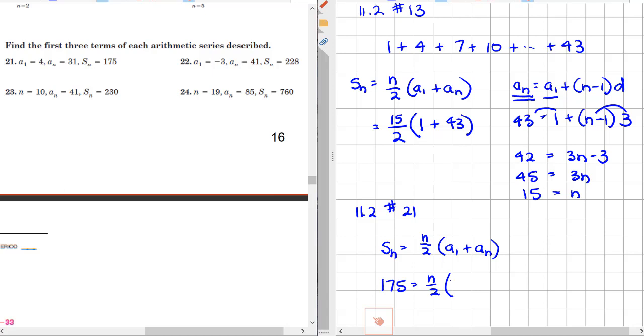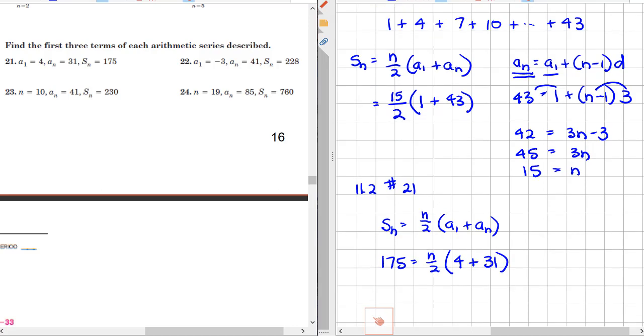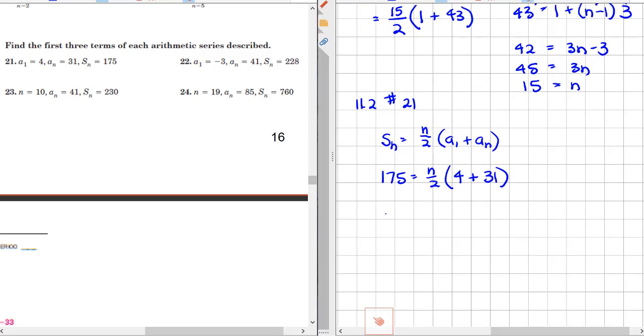Who's the first term? 4. And the last term? 31, is that right? 175 equals. Do you see 35 here? Now let me rearrange this so that it's easier to work with. Do you see a 35? Do you see the n that's also going to be on the top? And you see the 2 that's going to be on the bottom. That's kind of what this is all about, right?